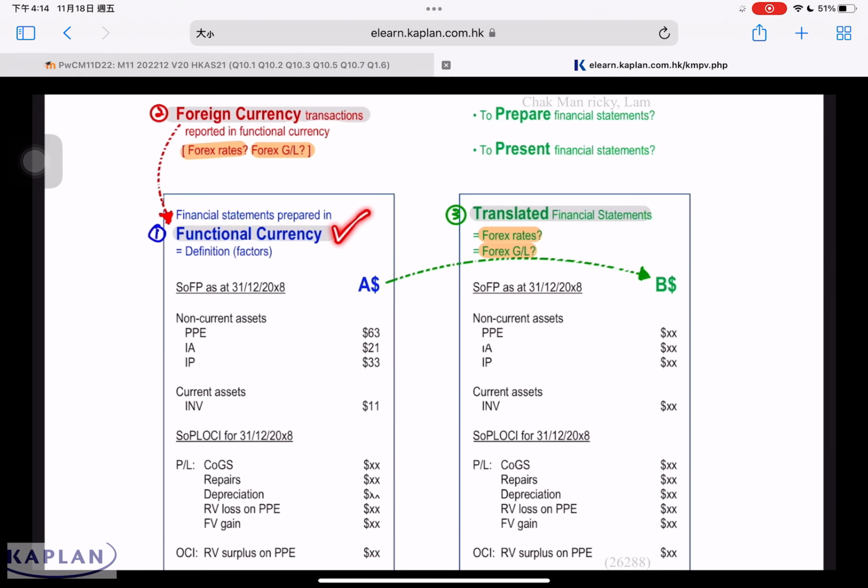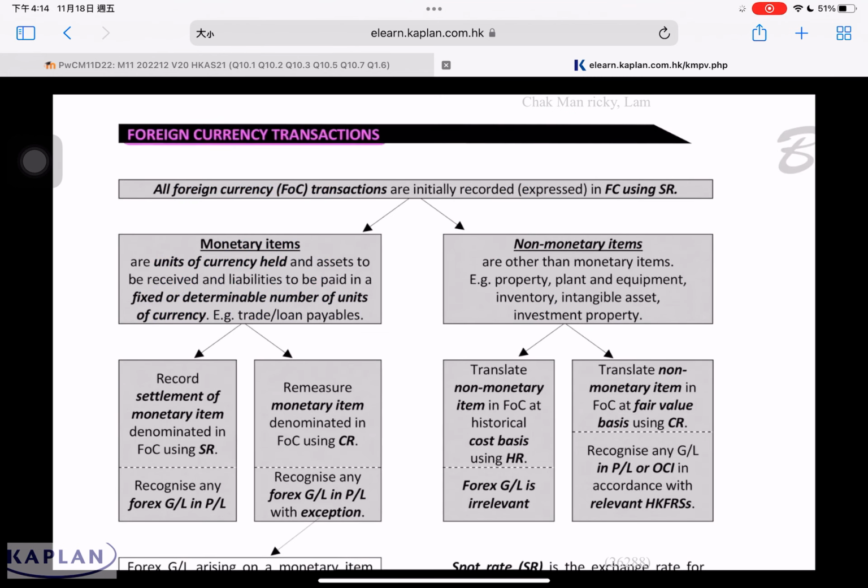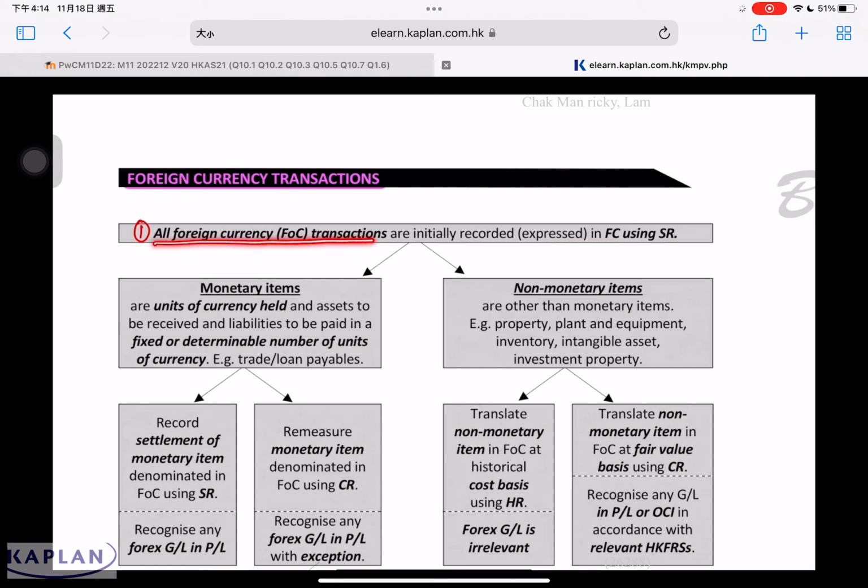Earlier on we discussed what is functional currency, now we talk about foreign currency transactions. Foreign currency transactions must be reported, recorded in functional currency. We need to know what exchange rate to use and how to account for the differences. First, all foreign currency transactions are initially recorded in functional currency at spot rate.